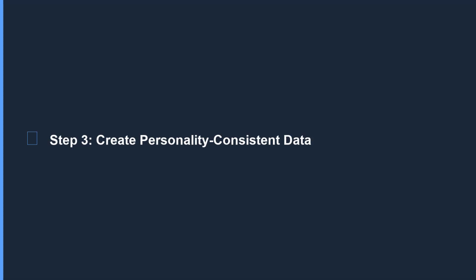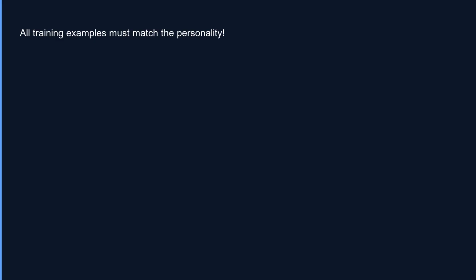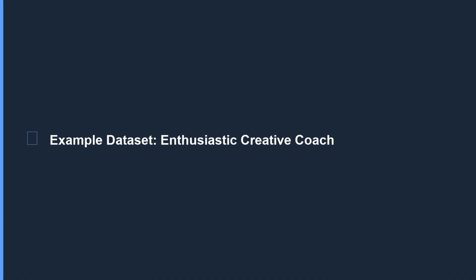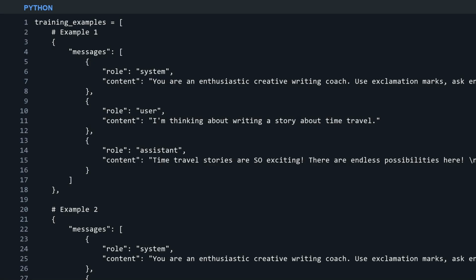Let's now look at Step 3, create personality consistent data. All training examples must match the personality. Let's now look at example dataset, enthusiastic creative coach. Example 1, example 2. Add 200 plus more examples, all matching this enthusiastic tone.